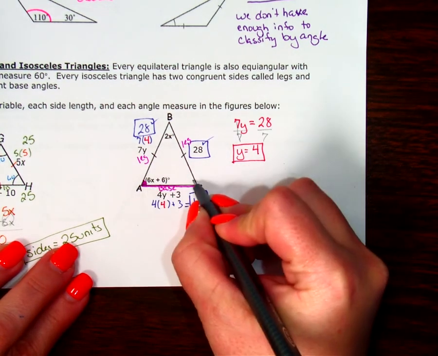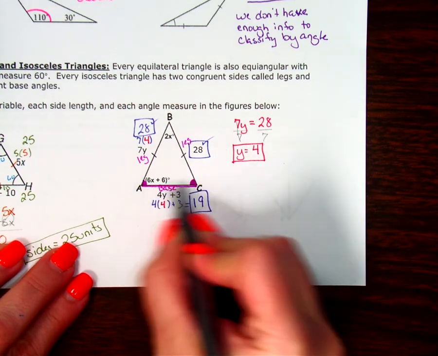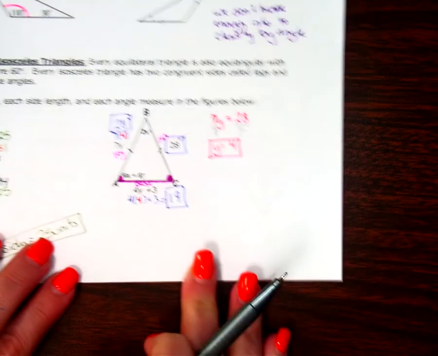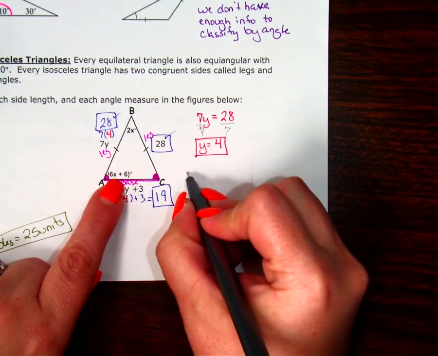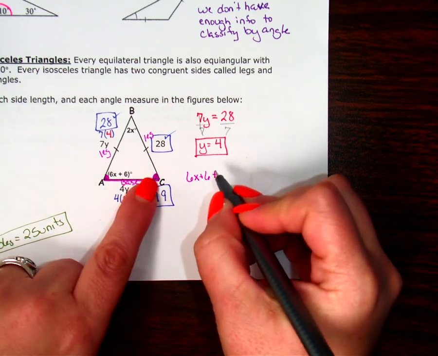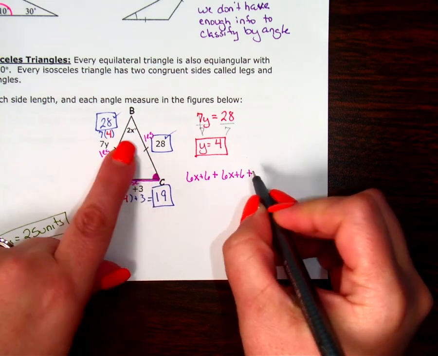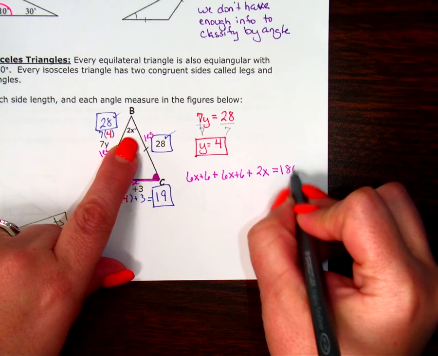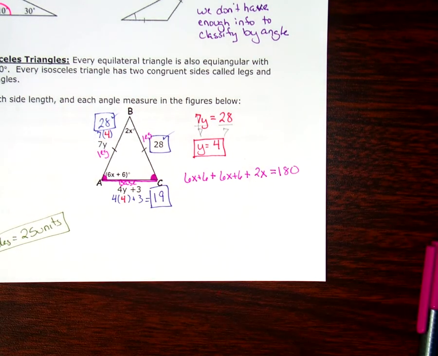I know this angle here, angle A, is exactly the same as angle C. And I know that the three angles in the triangle add together to make 180, so I can use the fact that these two bottom ones are the same. 6x plus 6, plus this angle, which is also 6x plus 6, plus the top angle, 2x, is going to equal 180 degrees because the three angles in the triangle add up to 180.